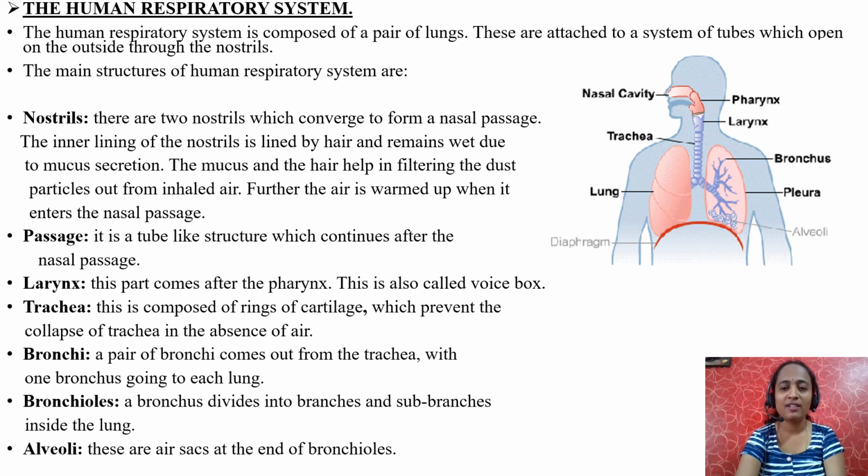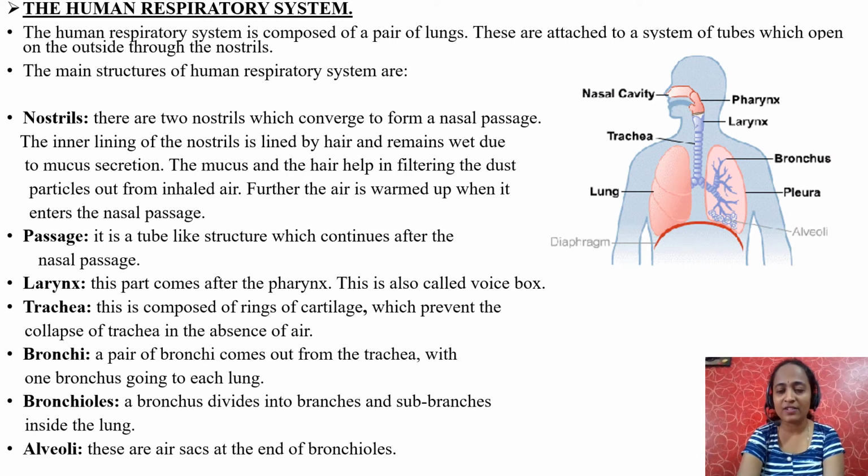Next, the trachea. See the picture. After the pharynx, the larynx. After the larynx, the trachea. Can you see the C-shaped cartilages? Yes. The trachea is composed of rings of cartilage which prevent the collapse of the trachea in the absence of air.